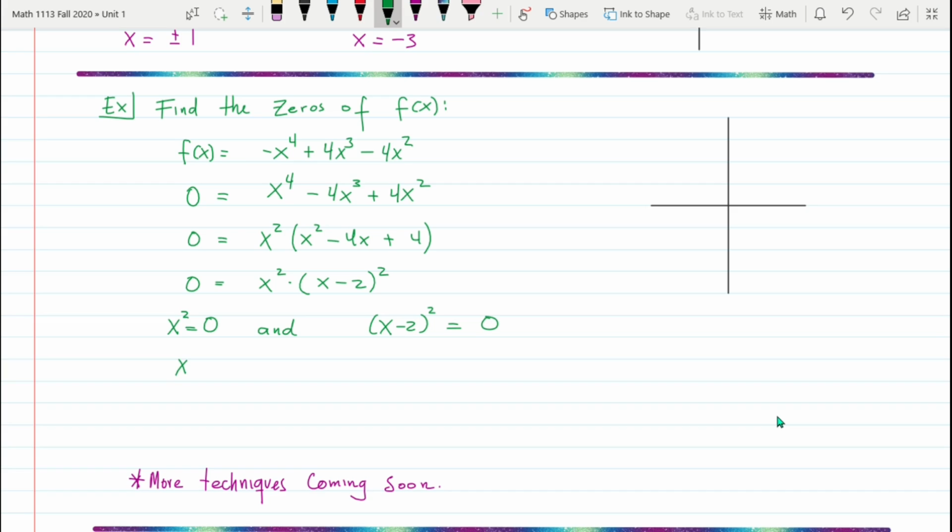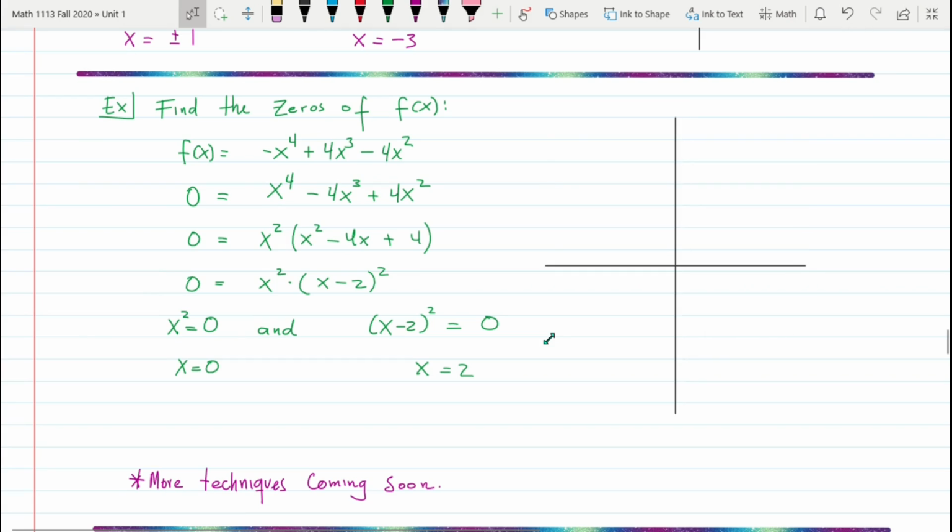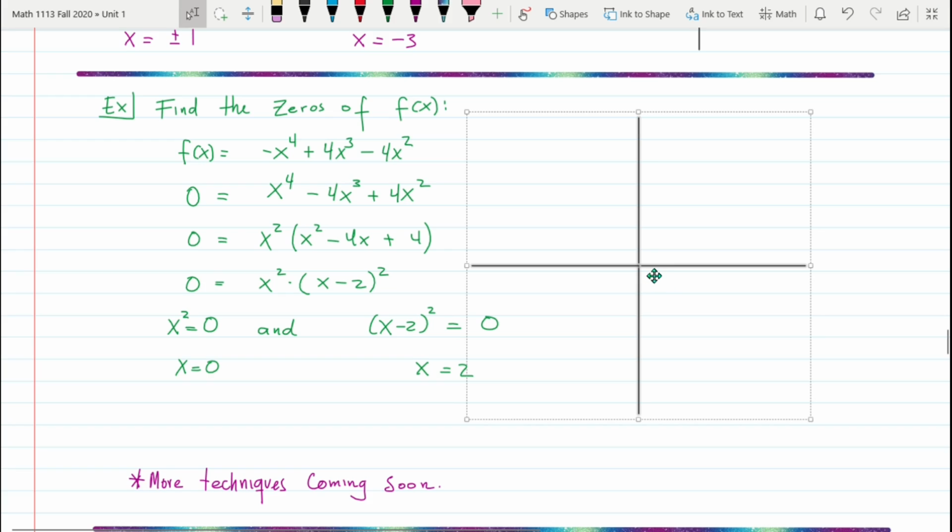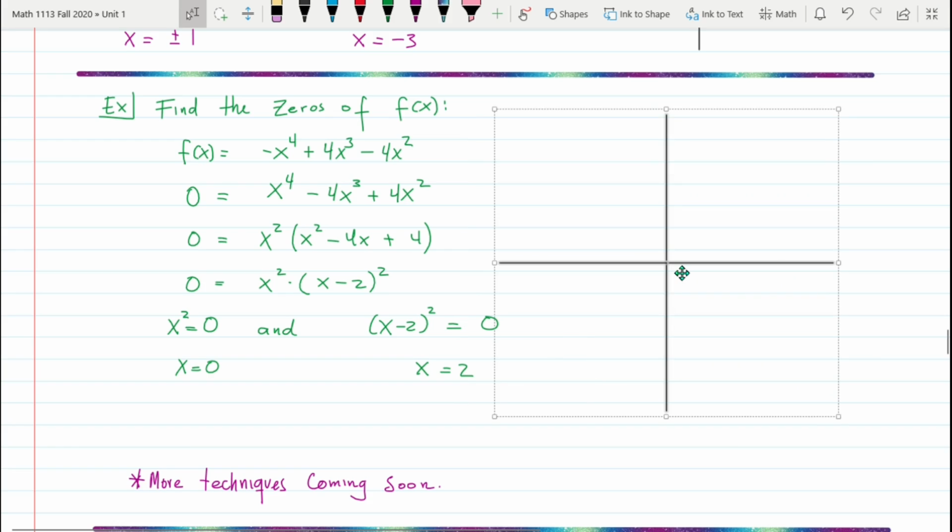And we get that x is equal to 0, and then x is equal to 2. Okay? It's a little different than the previous example on a couple different levels, of course. We did skip a lot of steps. And if you don't understand what happened here, do take a second to comprehend what happened, right? Okay, so let's mark the points 0 and 2.